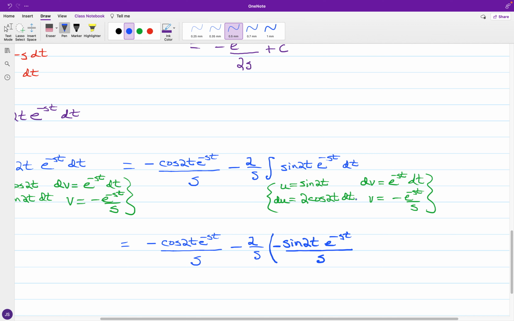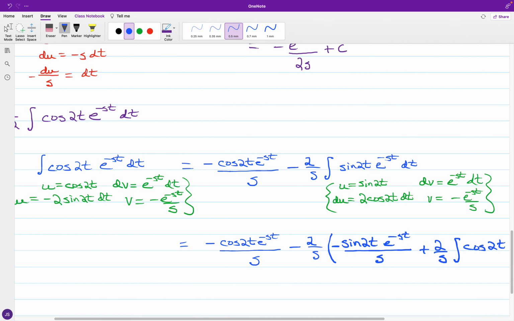And we have subtracting the integral of the product of v and du. A negative times a negative is a positive, so we have plus 2 over s times the integral of the cosine of 2t times e to the negative st dt.